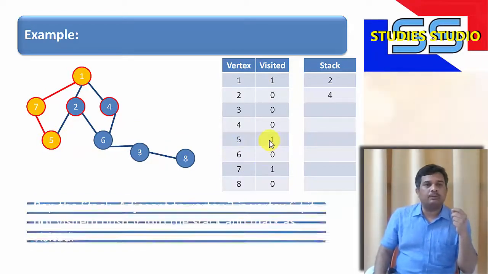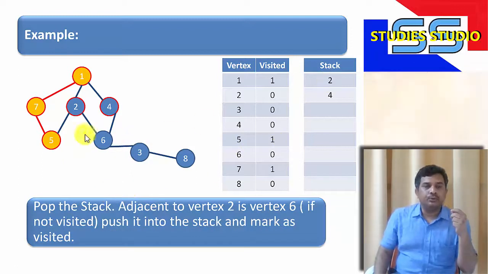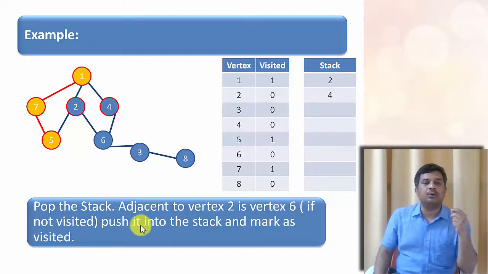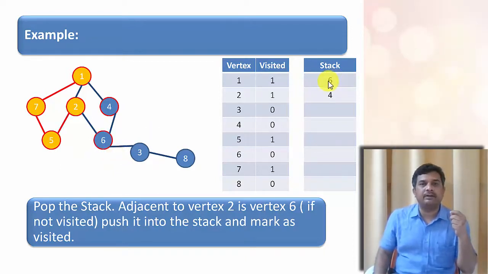Now on the top of the stack we are having 2. 2's neighboring element is 6 and it is not yet visited. So we are going to push 6 into the stack. So in place of 2 we have written 6 and we marked 2 as visited.